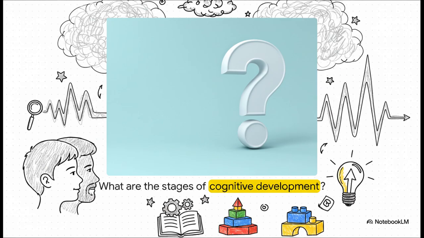Piaget basically spent his entire life obsessing over one massive question. What exactly are the stages of cognitive development? Like, how do a child's thought processes actually evolve from the moment they're born to adulthood? And how can we use that information in real-world education?